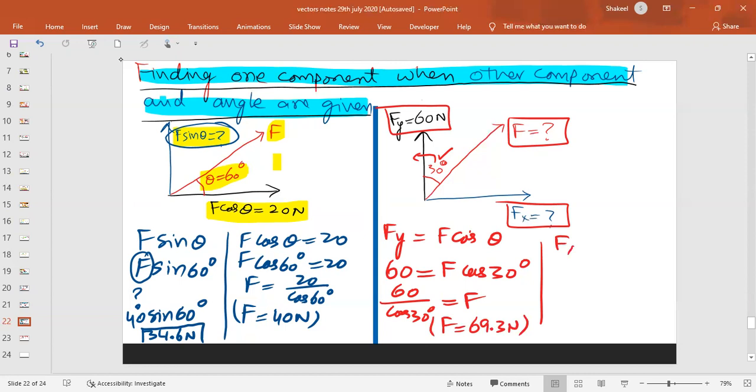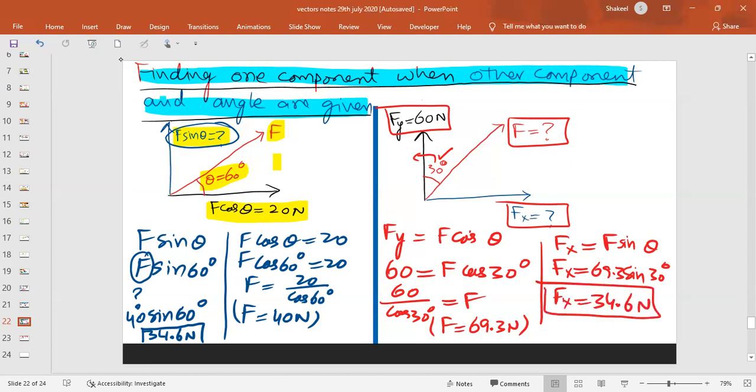And then if you want to find Fx, that is F cos theta. So you just figure out the value of F, which is 69.3, and the angle is already given to you, cos 30. So you will simply, oh, sorry, it is not cos 30, but it is sine 30. So this one is sine. So this will be sine 30, and you got the value 34.6. So Fx is 34.6 Newtons. Cos adjacent to the angle is cos now, so that one is F cos theta, and the other one should be F sine theta.